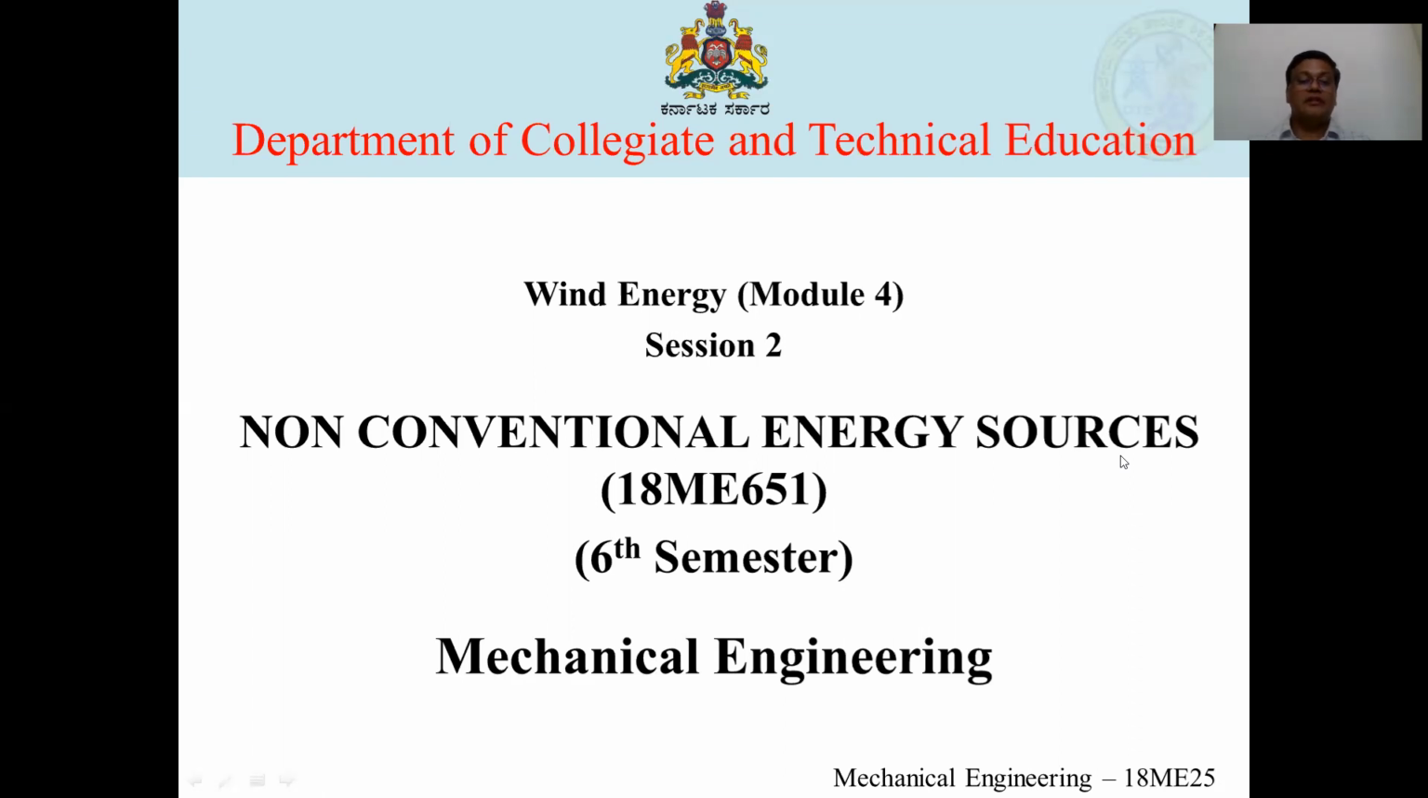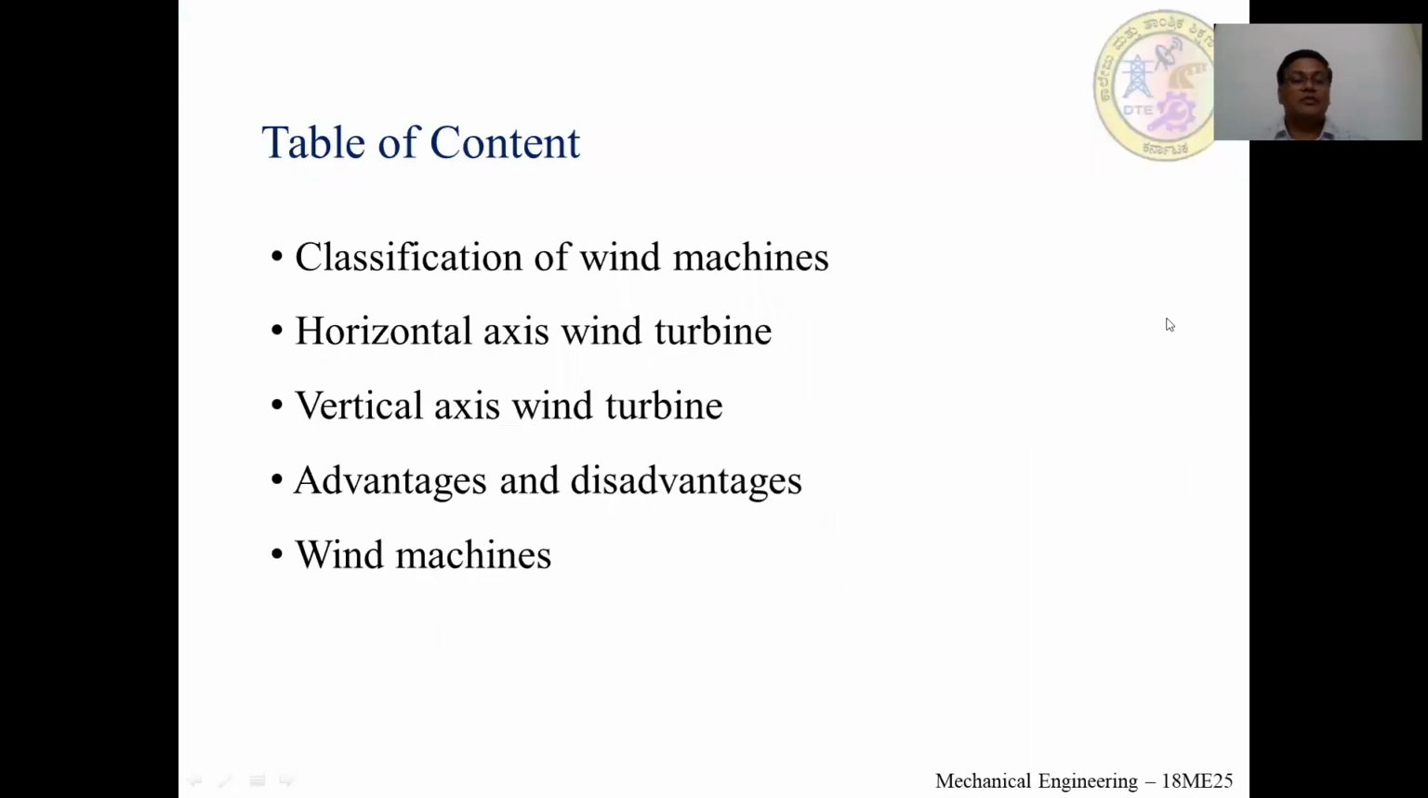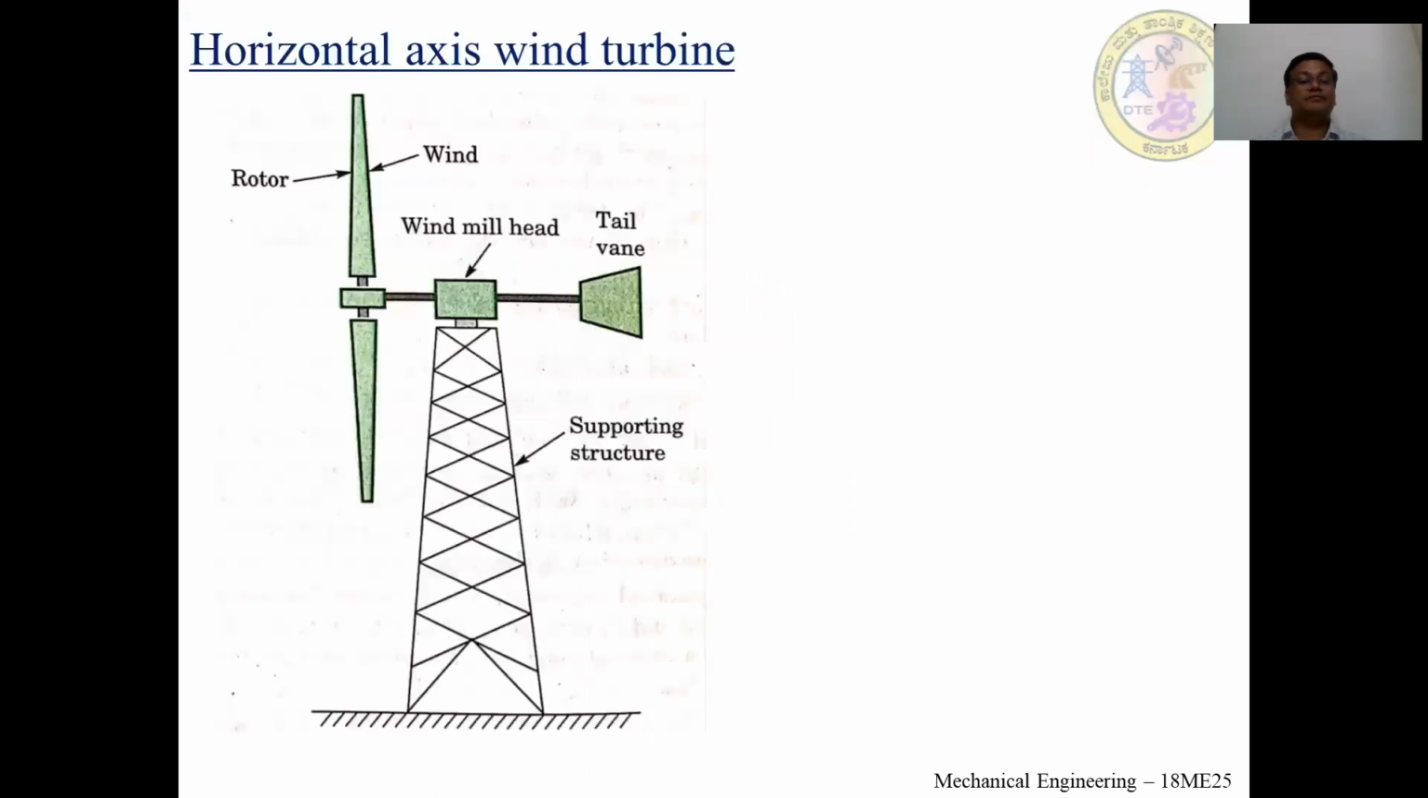So now today we'll start session number 2, and in session number 2 we are going to discuss the different types of wind machines. Those are nothing but horizontal axis wind turbine and vertical axis wind turbine. Then advantages and disadvantages of both horizontal as well as vertical axis wind turbine. So we'll try to cover these topics in today's session.